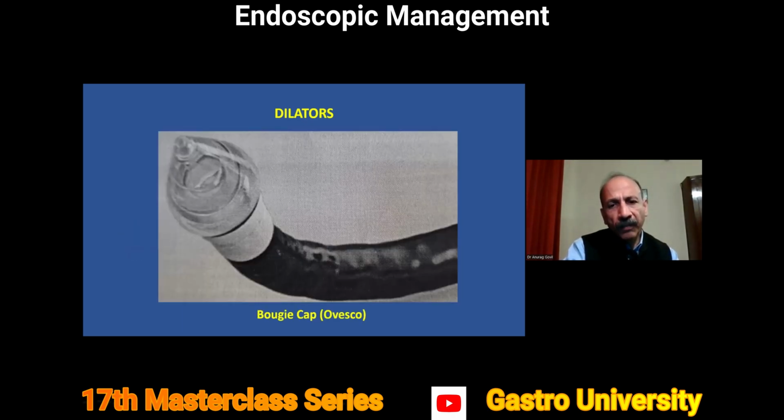I've just brought this slide for completeness. This is a bougie cap by Ovesco. I have not used it myself, but it looks interesting. There's this transparent cap in front of the endoscope. It goes over the guide wire, and you actually end up dilating these strictures under vision with the scope. I have not used it, and I'm not very sure if these tough strictures due to corrosives would be very comfortable dilating with this. Maybe for the others, yes. I couldn't find a specific report of this dilator being used for corrosives though.